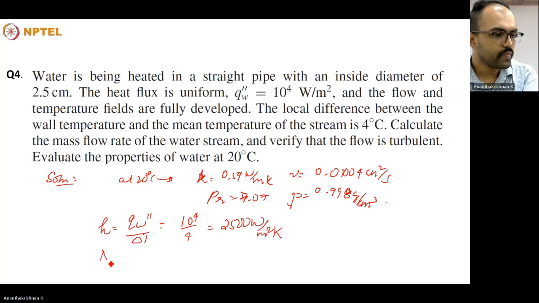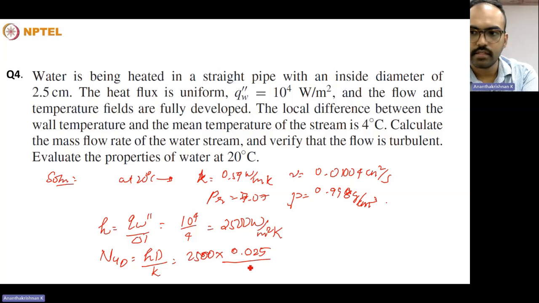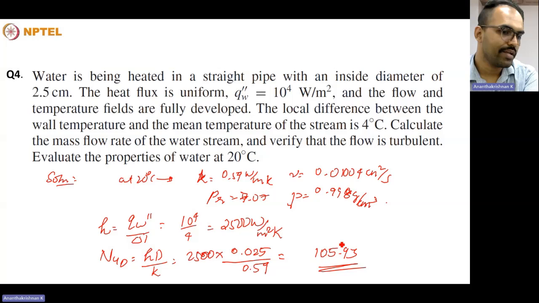Nusselt number is hd divided by k. So it's 2500 into the diameter, which is 2.5 centimeters, divided by k. k is the thermal conductivity, 0.59. We'll get the value of the Nusselt number straight away.